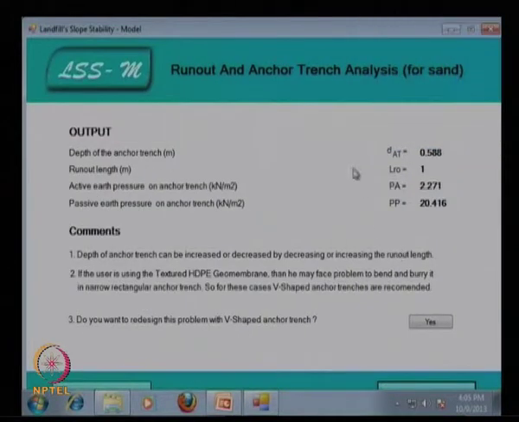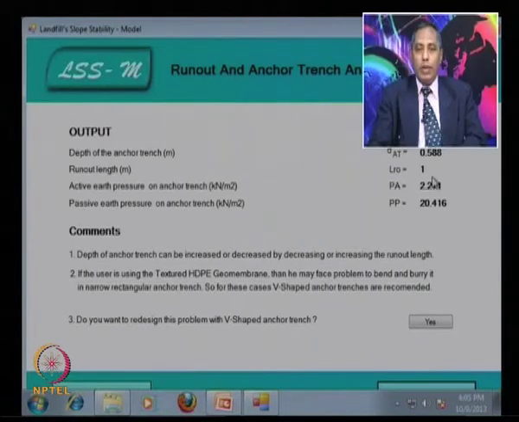Then you can obtain the output data, the design of the anchor trench, that is DAT, which we are interested in. That means DAT is equal to 0.588, and runout length LR0 is equal to 1 meter. So, you can calculate PA and also PP. So, comment: the depth of the anchor trench can be increased or decreased by decreasing or increasing the runout length.